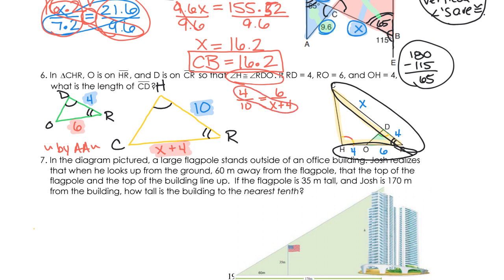All right, so just like in our warm-up, we can cross multiply, and we're going to get 10 times 6, which is 60, equal to 4 times X plus 4. All right, which is 60 equal to 4X plus 16. We'll subtract 16, and when we do, we get 44 equal to 4X, and we'll divide by 4, and X comes out to equal 11. Okay, and so when we put 11 back into our picture, we can see that CD is equal to 11.